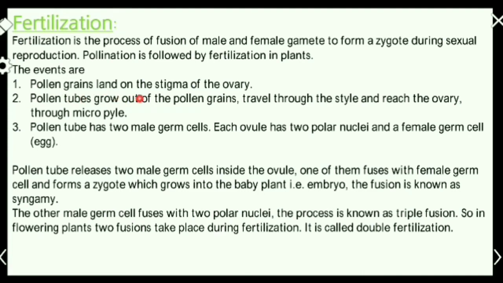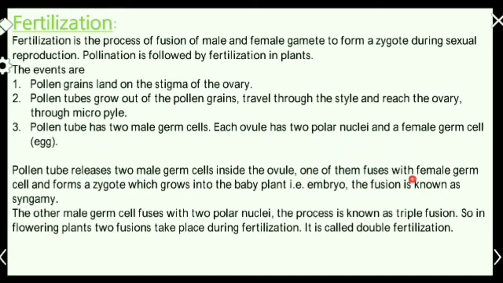Pollen grains land on the stigma of the ovary. Pollen tubes grow out of the pollen grains, travel through the style, and reach the ovary through the micropyle. Pollen tube will have two male germ cells. Each ovule has two polar nuclei and a female germ cell, an egg. Pollen tube releases two male germ cells inside the ovule.